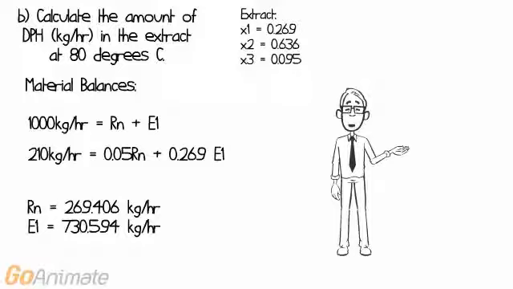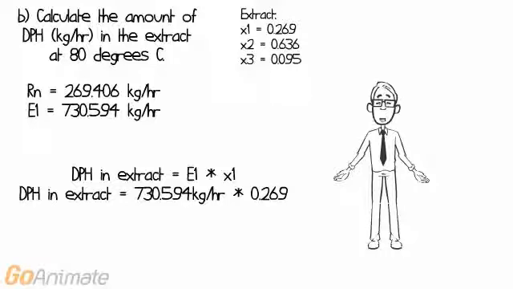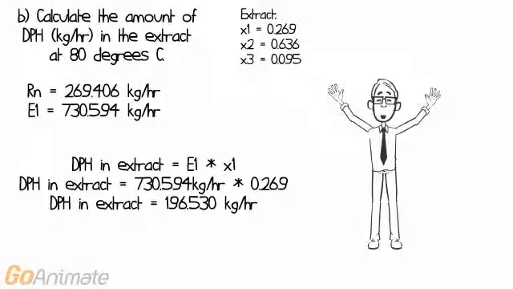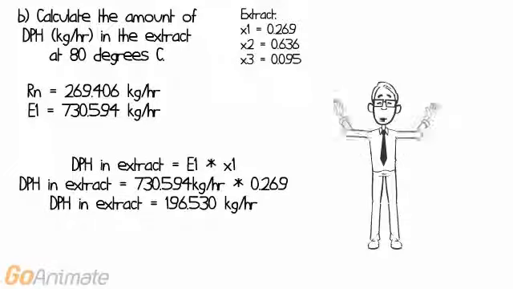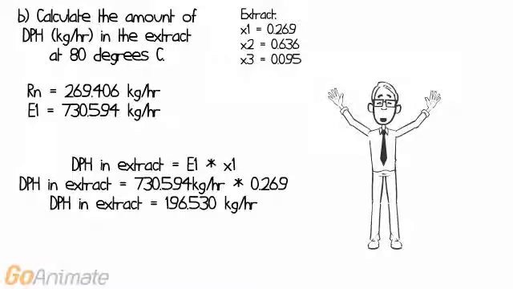We can now use this to solve for the amount of DPH in the extract at our given temperature. To solve for this value, we simply need to take the mass fraction of DPH in our extract and multiply it by our extract flow rate. This is equal to 730.594 kg per hour times 0.269, thus, the answer to part B of our problem is 196.530 kilograms per hour of DPH in our extract at 80 degrees Celsius.